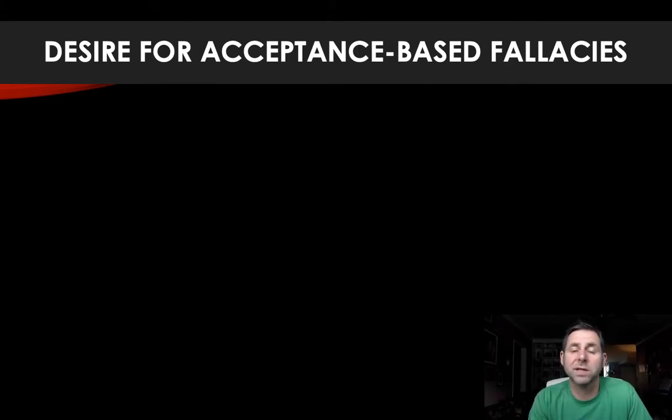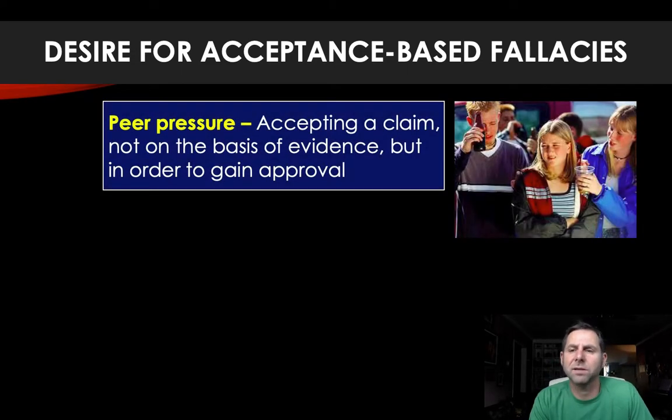Our second one is any kind of fallacies that have to do with your desire to be accepted by other people. The first one is peer pressure. I'm assuming everybody's familiar with peer pressure. You're accepting a claim or doing something not because reasons are given to you, but because you want to be accepted, you want to gain social approval, and this is what it would take to do that. The classic here is smoking or drinking, not because you really want to or have good reason to, but because you want other people to think you're cool, or one of them, etc.